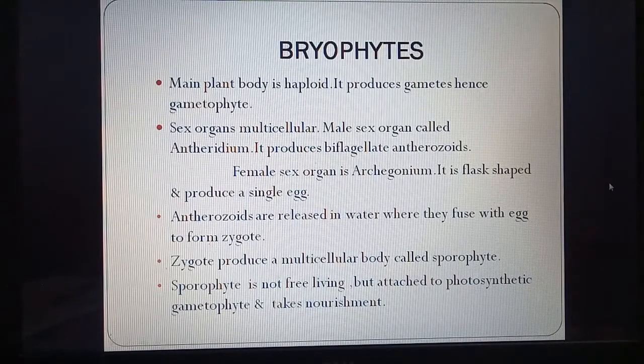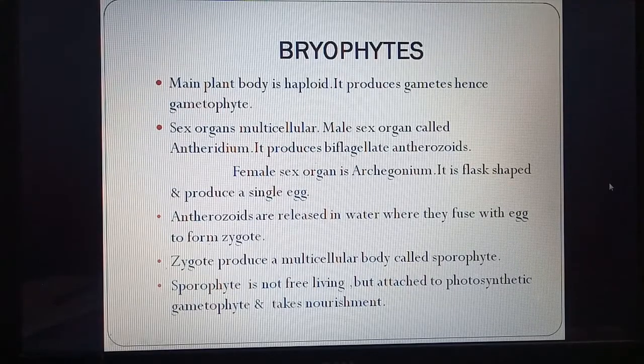Sex organs are multicellular. The male sex organ is called antheridium and it produces biflagellate antherozoids. So it produces structures or gametes which have two flagella. The female sex organ is archegonium. It is flask shaped, like a bottle with a cavity. It produces a single egg.